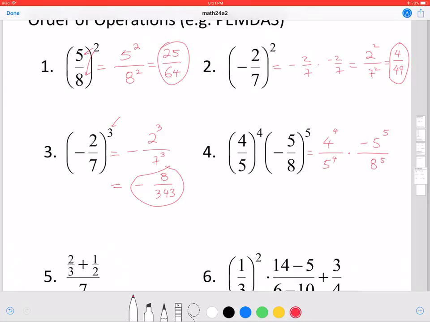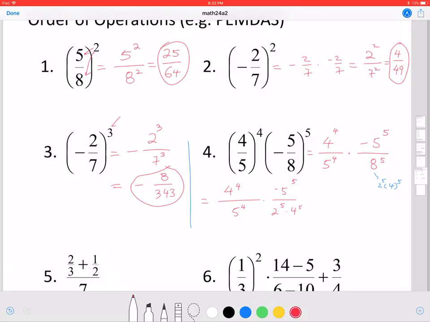Okay, and what we can see here is that the 5's can cancel out, or at least part of the 5's can cancel out. For the 8, you cannot, but 8 can be written as 2 times 4. So 8 to the 5th power is actually 2 to the 5th times 4 to the 5th. It's the same thing. Okay, so I'm going to rewrite that problem. Hang on, let me draw a line here. As 4 to the 4th power, 5 to the 4th power times negative 5 to the 5th power, and 2 to the 5th power times 4 to the 5th power.